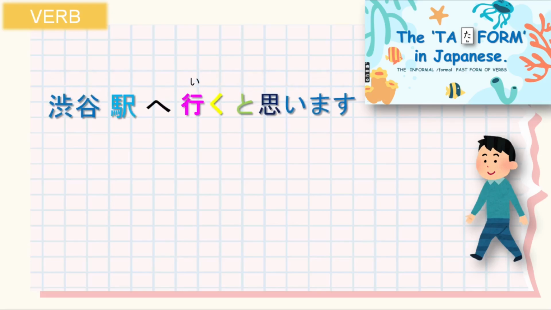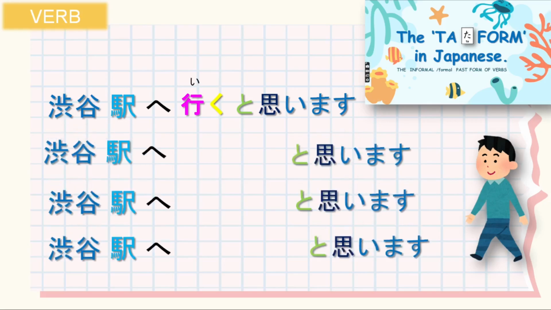Okay. Now, let's take the example for a verb. The example was 渋谷駅へ行くと思います. I think I go to Shibuya Station. Now in all the cases, the rest of the part is going to be the same, but the verb is going to change. So 行く, in its plain form, is 行く, to go. In the plain negative form, it becomes 行かない. Now you might get a little confused over here. How does 行く become 行かない?